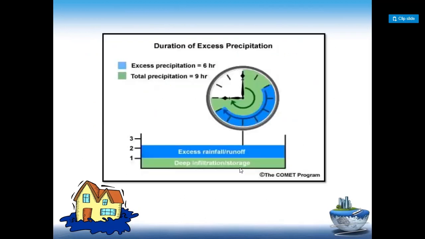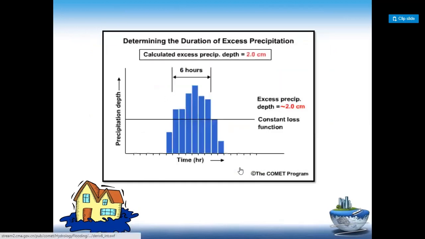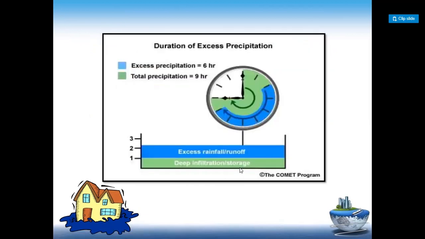Duration of excess precipitation: 6 hours. Total precipitation: 9 hours. Guys, here we have to understand total precipitation means rainfall, snow, hail, something in our area. So continuously for 9 hours we are receiving the rainfall. Excess rainfall means after 3 hours, continuously for 6 hours we got the excess precipitation.